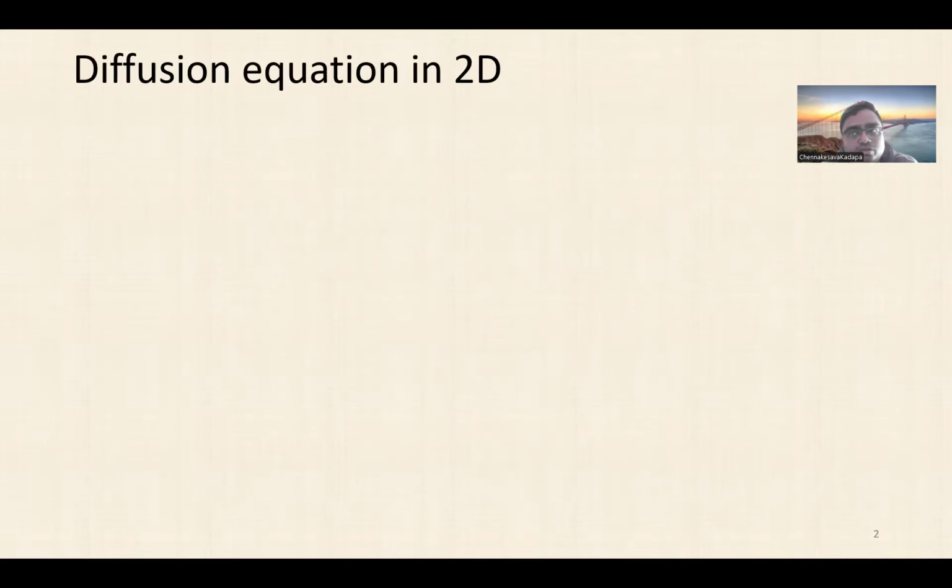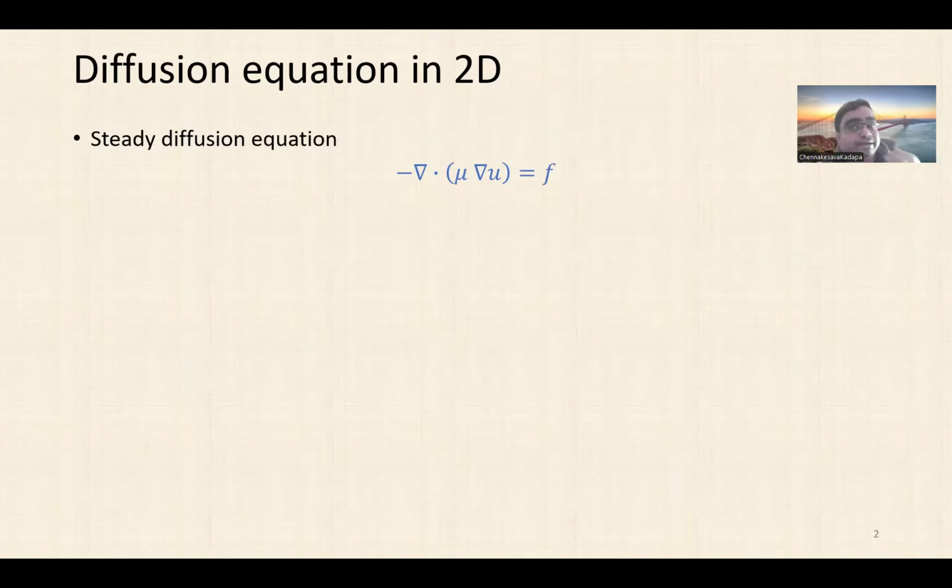Okay, so we are all familiar with the diffusion equation. In the short form, we can write the steady diffusion equation where u is the diffusion variable, the variable that we are interested in solving, mu is your diffusion coefficient, and f is the source term. Here nabla is the gradient operator and nabla dot is the divergence operator.